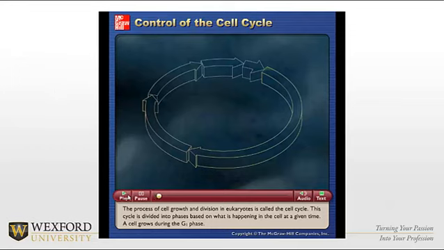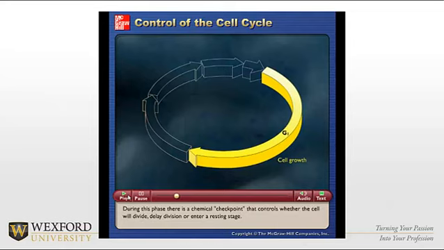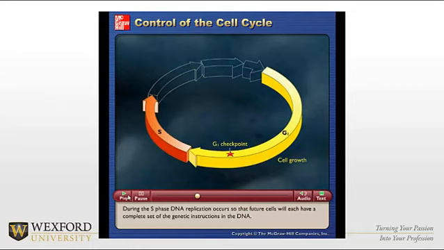The process of cell growth and division in eukaryotes is called the cell cycle. This cycle is divided into phases based on what is happening in the cell at a given time. A cell grows during the G1 phase. During this phase, there is a chemical checkpoint that controls whether the cell will divide, delay division, or enter a resting stage. When conditions in the cell are right, the G1 checkpoint will be passed and the cell will enter the synthesis S phase. During the S phase, DNA replication occurs so that future cells will each have a complete set of the genetic instructions in the DNA.